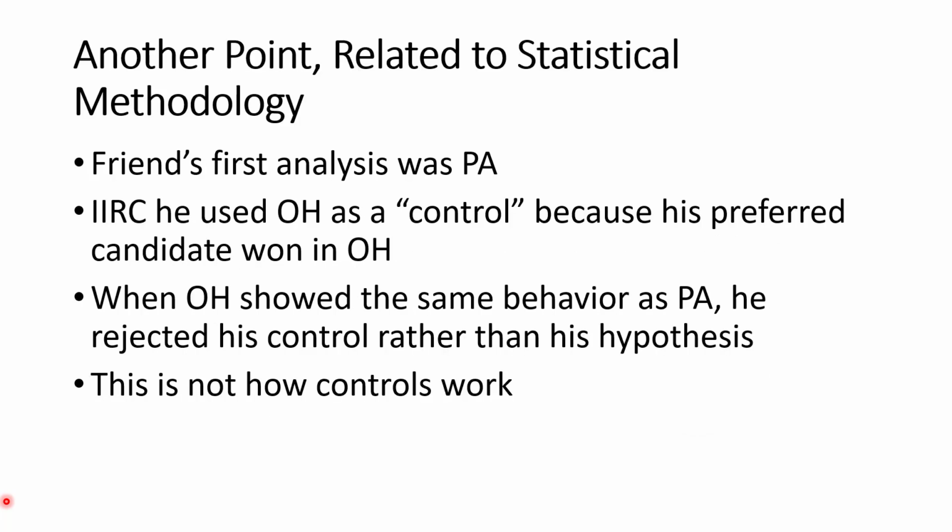I want to make another point about some of his arguments, and it's related to statistical methodology. If I recall correctly, my friend's first analysis like this was in Pennsylvania, maybe only a couple of counties in Pennsylvania. And he found this trend. He thought it looked fishy. And as I recall, the reason he started looking at Ohio was he wanted to use this as a control because his preferred candidate won in Ohio, so obviously it would be free of interference. When Ohio showed the same behavior as Pennsylvania, rather than rejecting his hypothesis, he rejected his control. And that's not how you're supposed to use controls. So I think he's made a major statistical misstep just in terms of how he's approached the idea of doing a control.